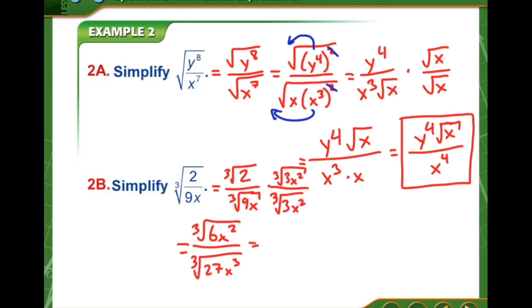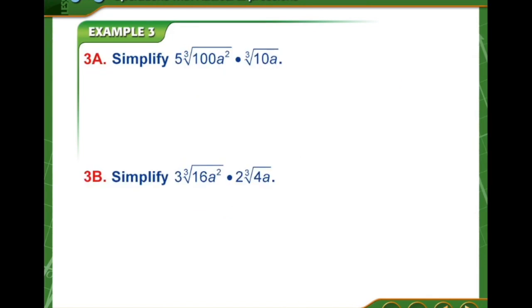But 27 is 3 cubed, so we can simplify that and get it out of the radical. And same for x cubed, so we just have 3x on the bottom, and that is our solution. Simplified form. Moving on. So now we got some more to simplify. Now we're going the other way.